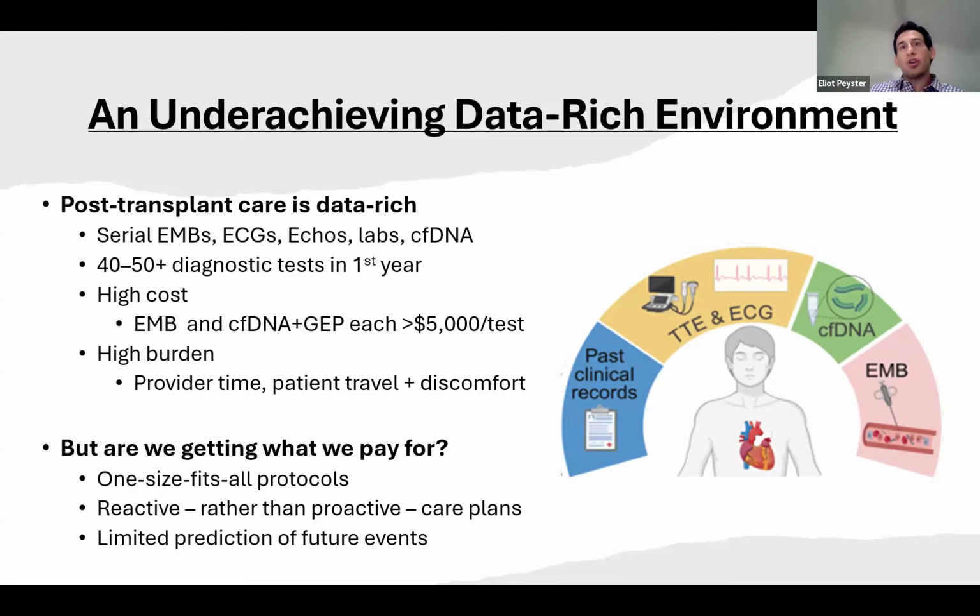This is what we might call an underachieving data-rich environment. We're investing tons of resources in collecting enormous amounts of data, but we're just not using it to its full potential. Patient care plans are reactive rather than proactive, with alterations in these plans triggered by events that have already occurred, rather than by risk profiles which predict events that will occur. And as a result, there's clearly a population of low-risk patients out there who are over-tested and over-treated, as well as a population of high-risk patients who are under-surveilled and who receive inappropriate or premature weaning of immunosuppression.